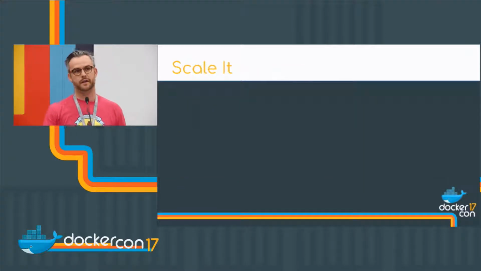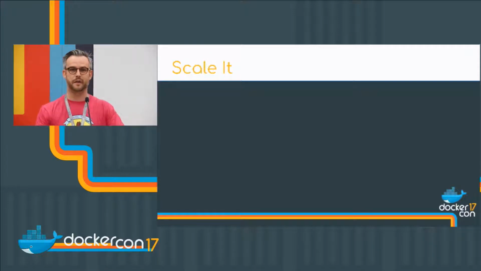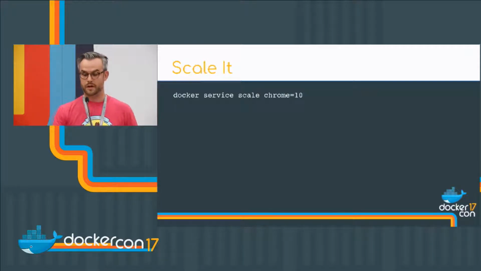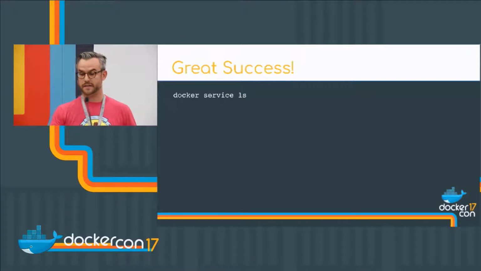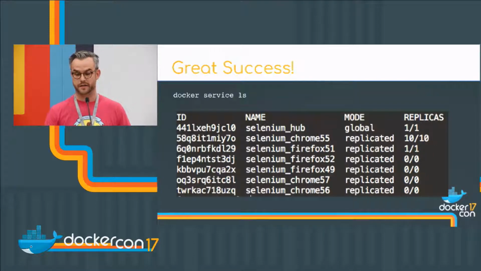So this is all well and good, but now we want to be able to scale it. So at this point, we only have single concurrency. With one Chrome and one Firefox version running, we're only able to run one execution, one test at a time per browser. So if we want to scale it up, we run the Docker service scale command, and here we're saying we want 10 Chrome replicas. So if we run Docker service ls again, you'll see we have 10 Chrome 55 containers running.